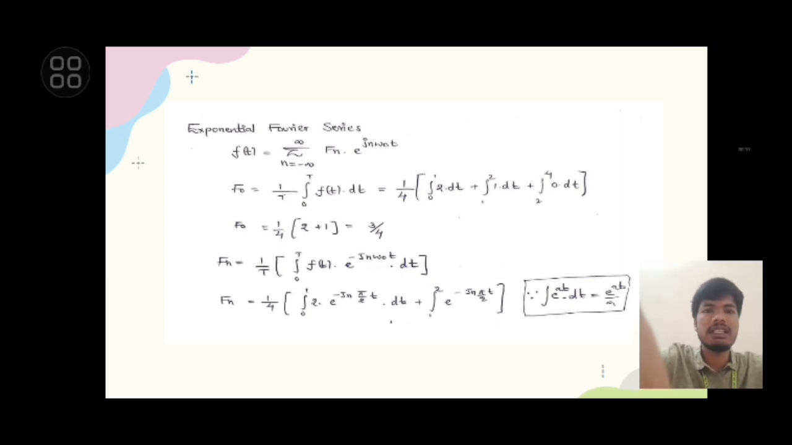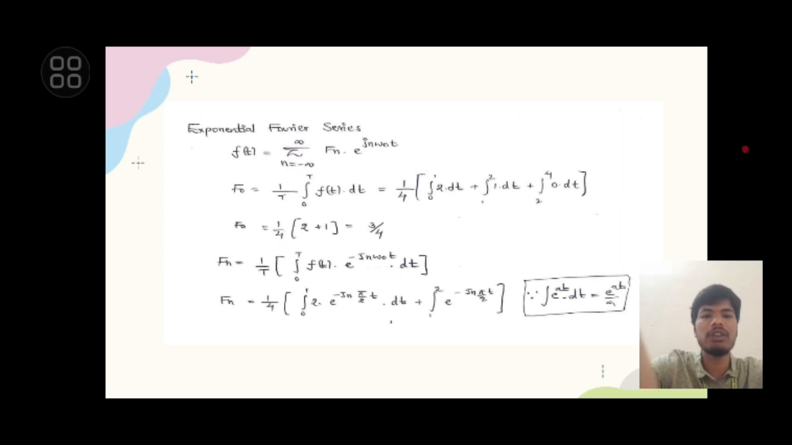Yes, exponential Fourier series. F of t equals summation n equals minus infinity to infinity F n into e power j n omega naught t. Here F naught equals 1 by T into integral 0 to T f of t dt, equals 1 by 4 into integral 0 to 1 of 2 dt plus integral 1 to 2 of 1 dt plus integral 2 to 4 of 0 dt. F naught equals 1 by 4 into 2 plus, after substituting the limits, 1 by 4 into 2 plus 1, divided by 4, equals 3 by 4.